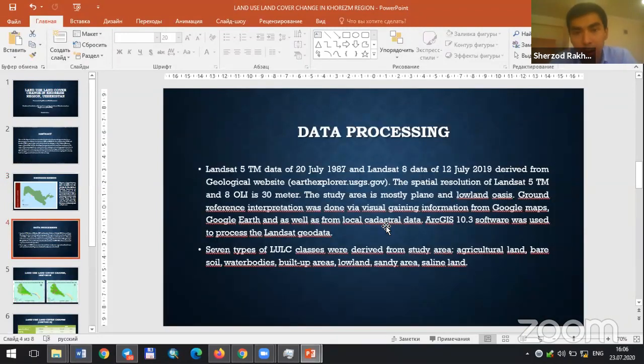For this research, I used Landsat 5 TM data of July 20, 1987, and Landsat 8 OLI data of July 12, 2019, derived from the geological survey website. The spatial resolution of Landsat 5 TM and 8 OLI is 30 meters. The study area is mostly plain and lowland oases. Ground reference interpretation was done visually, gaining information from Google Maps, Google Earth, as well as from local cadastral data. ArcGIS 10.3 software was used to process the Landsat geodata. 7 types of land use land cover classes were derived from the study area, including agricultural land, bare soil, water bodies, built-up areas, lowland, sandy area, and saline land.